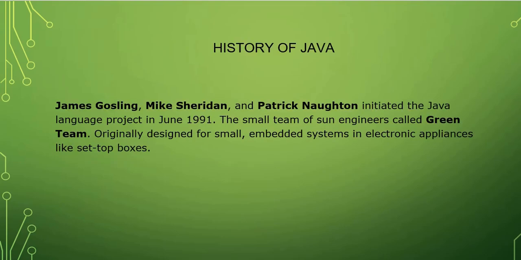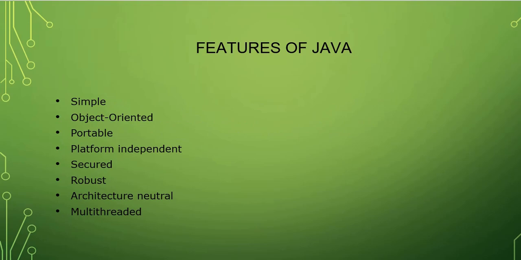Okay, and then history of Java. James Gosling, Mike Sheridan, and Patrick Naughton initiated the Java language. In which year? 1991 June. Okay. The small team of Sun engineers called Green Team. Okay. And originally this language is designed for small embedded systems in electronic appliances like set-top boxes only. Okay. Then now we will discuss the features of Java language.